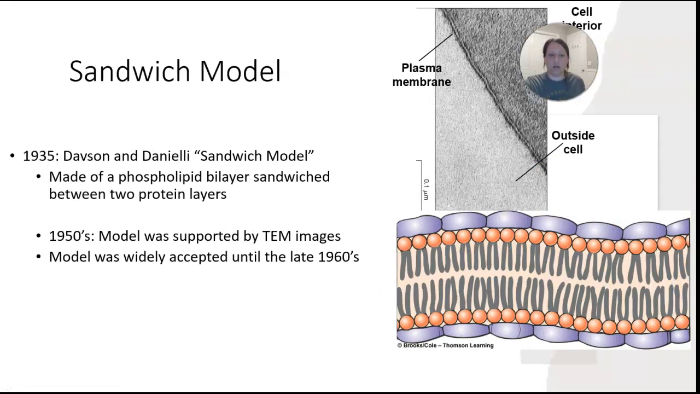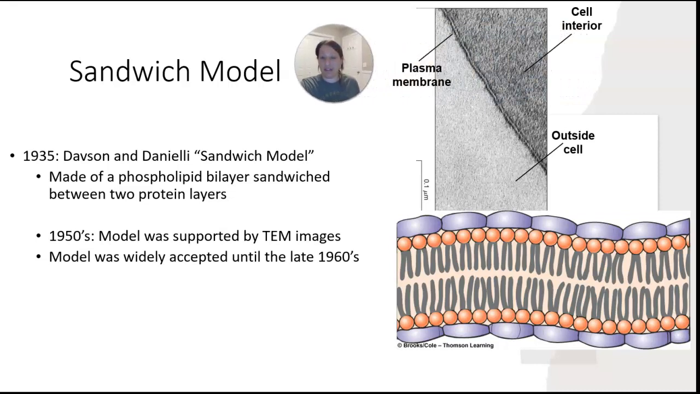So a couple of scientists get credit for this model, which is actually not true, but it was accepted for a long period of time, and so it makes its way into science textbooks. Two scientists by the name of Davson and Danielli in 1935 came up with what was called the sandwich model for the plasma membrane.